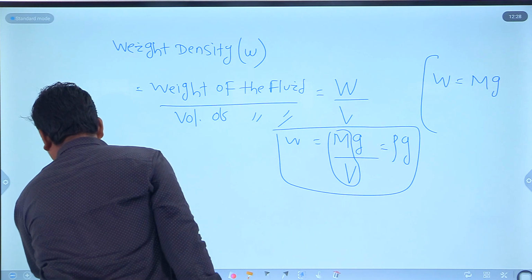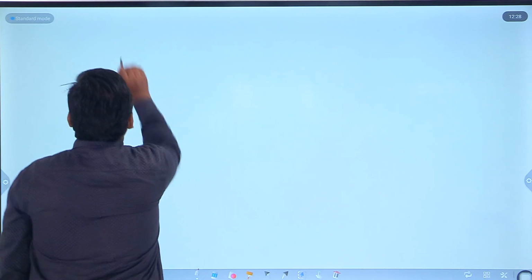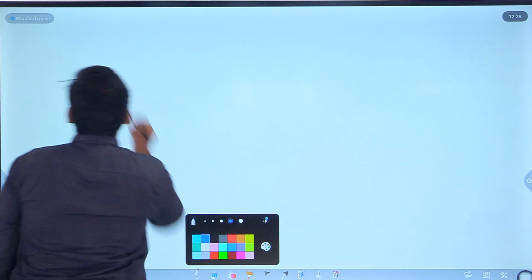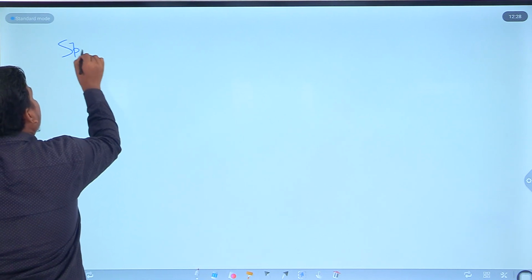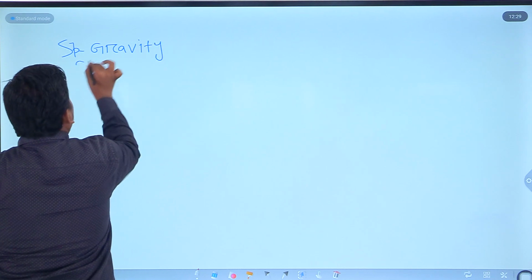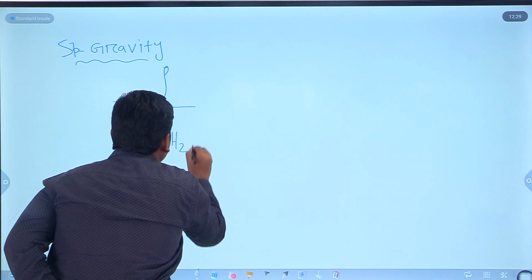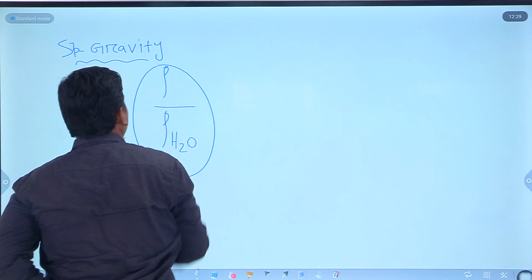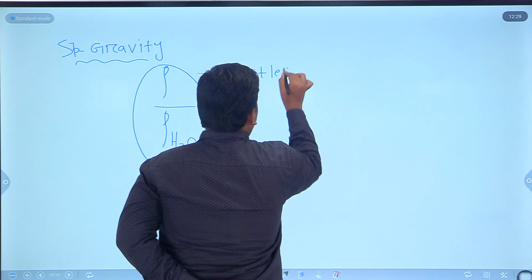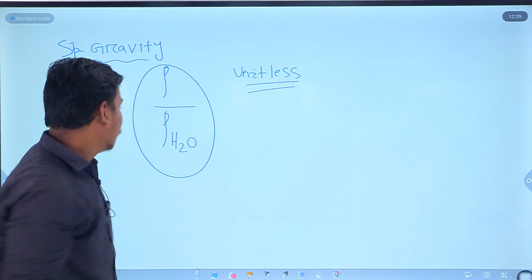Next slide. After weight density, the third one is specific gravity. What is specific gravity? Specific gravity is the ratio of the density of the fluid to the density of water. It is unitless, as density divided by density is a unitless quantity.